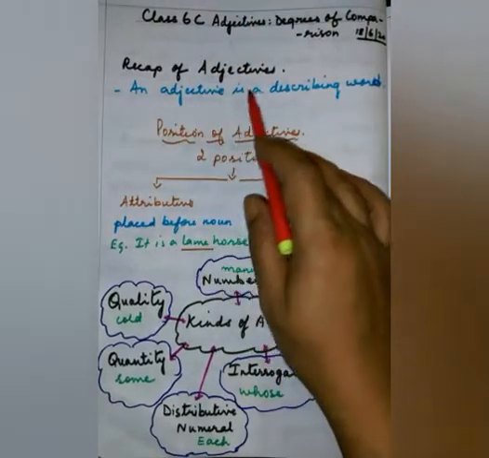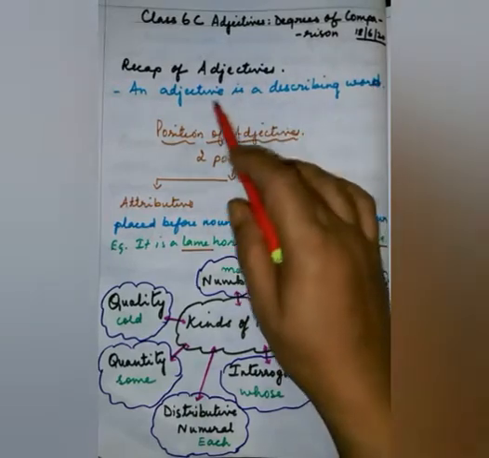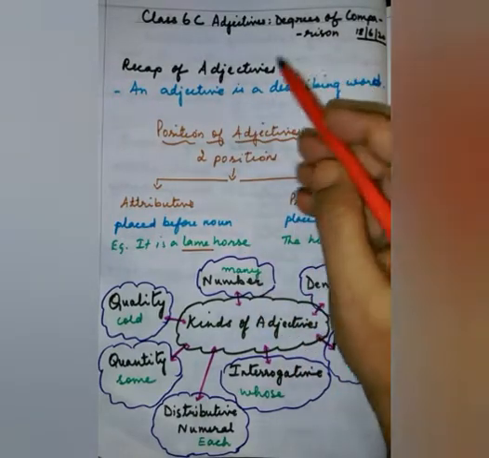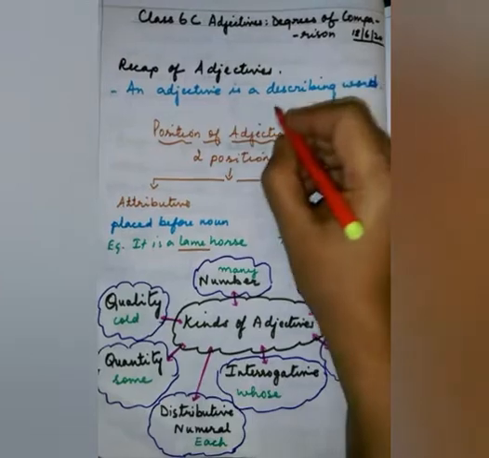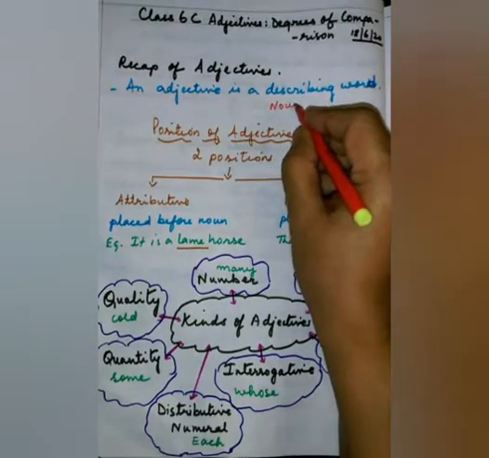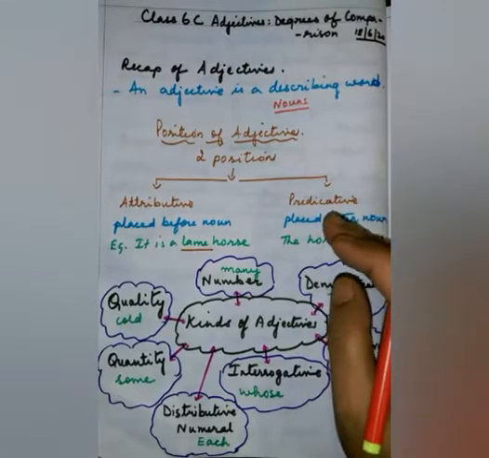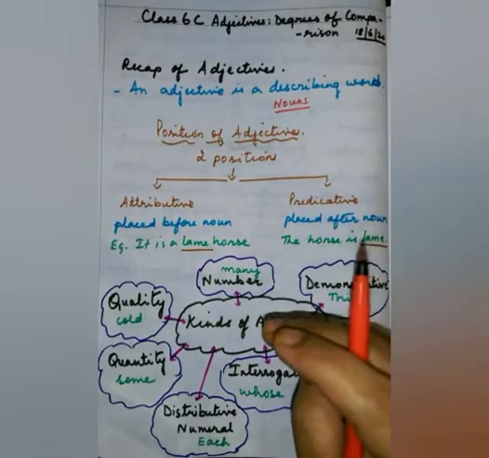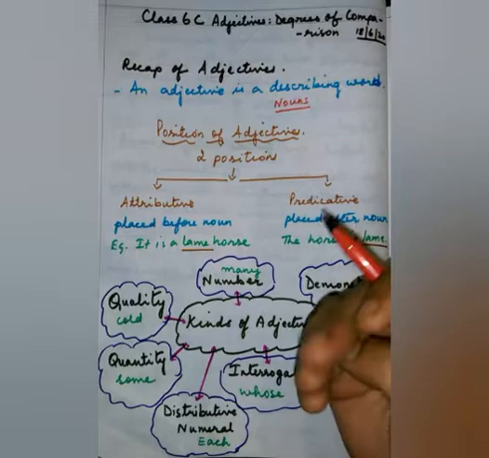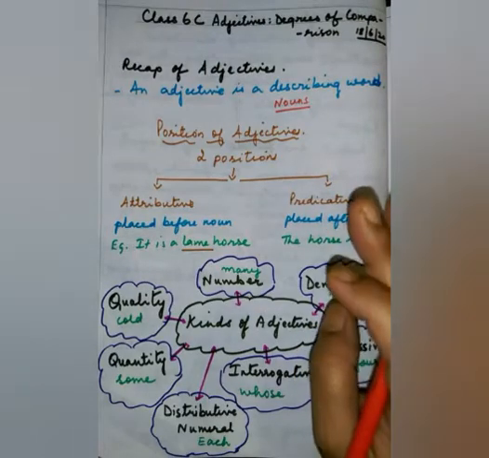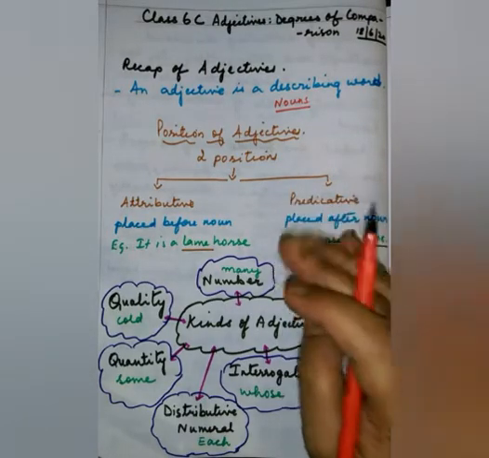An adjective is a describing word. We learned that an adjective is a describing word. It describes nouns. It tells you what kind of noun. Like a tall boy, a short boy, a naughty boy, the first boy standing in the line. So these are all describing words. They describe the noun. That is why they are adjectives.